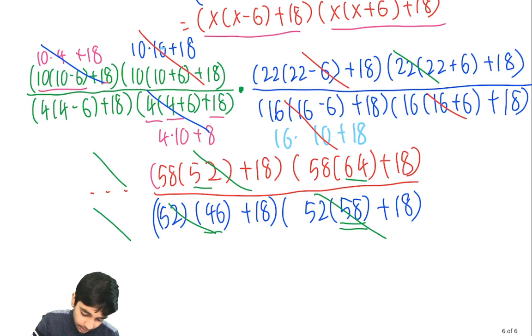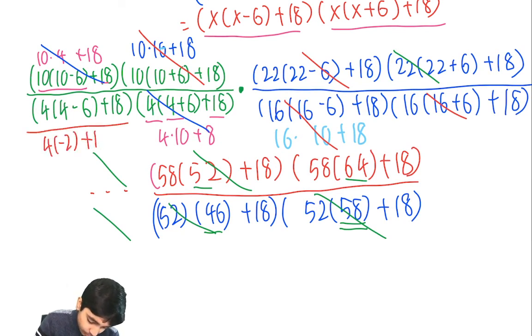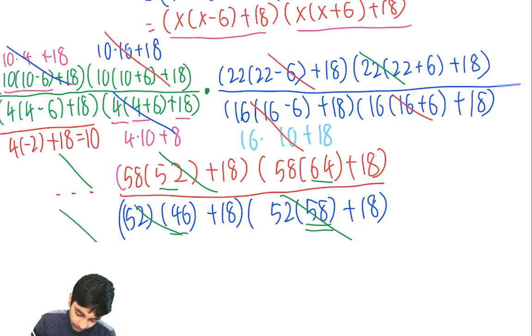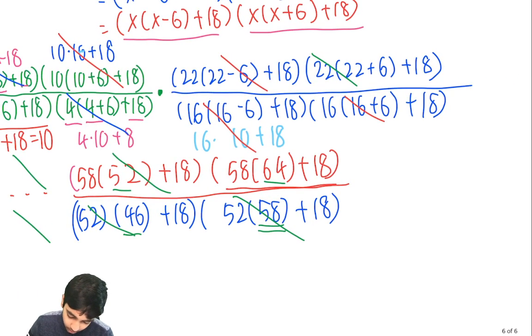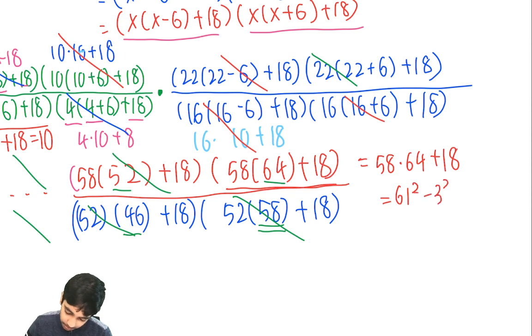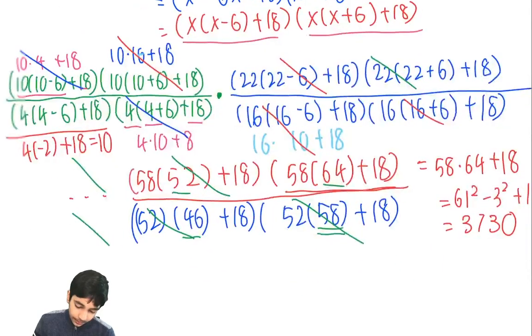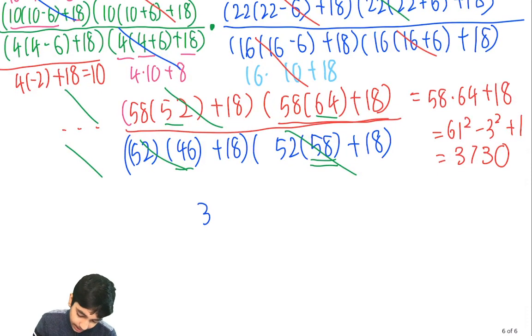And we're just going to be left with this term here, which is equal to 4 times negative 2 plus 18, which is 10. And this term on top, which is just going to be equal to 58 times 64 plus 18, which, a quick way of doing this is 61 squared minus 3 squared plus 18. And that should be equal to 3730. So now we have 3730 divided by 10, which is 373, which is the answer to this problem.